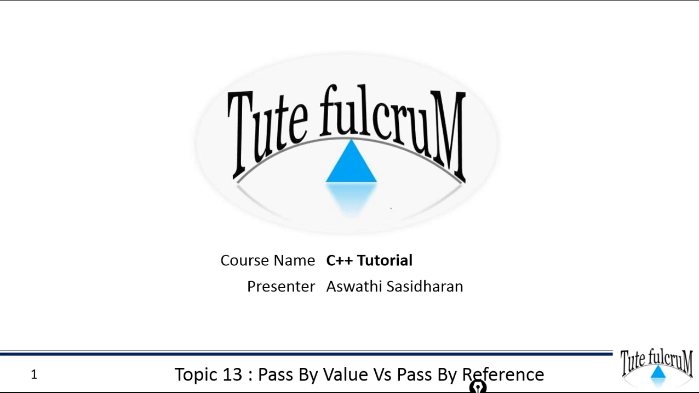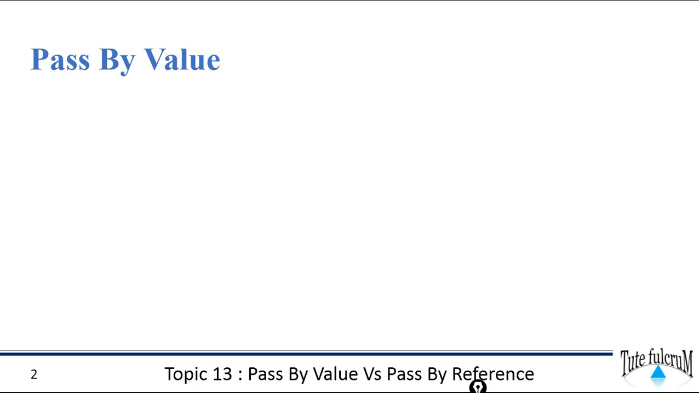Hi all, welcome back to C++ tutorial on Tute Fulcrum. This session is on the pass by value and pass by reference method when you pass arguments to functions in C++ programming language. Let's begin by understanding what is pass by value method in invoking a function.